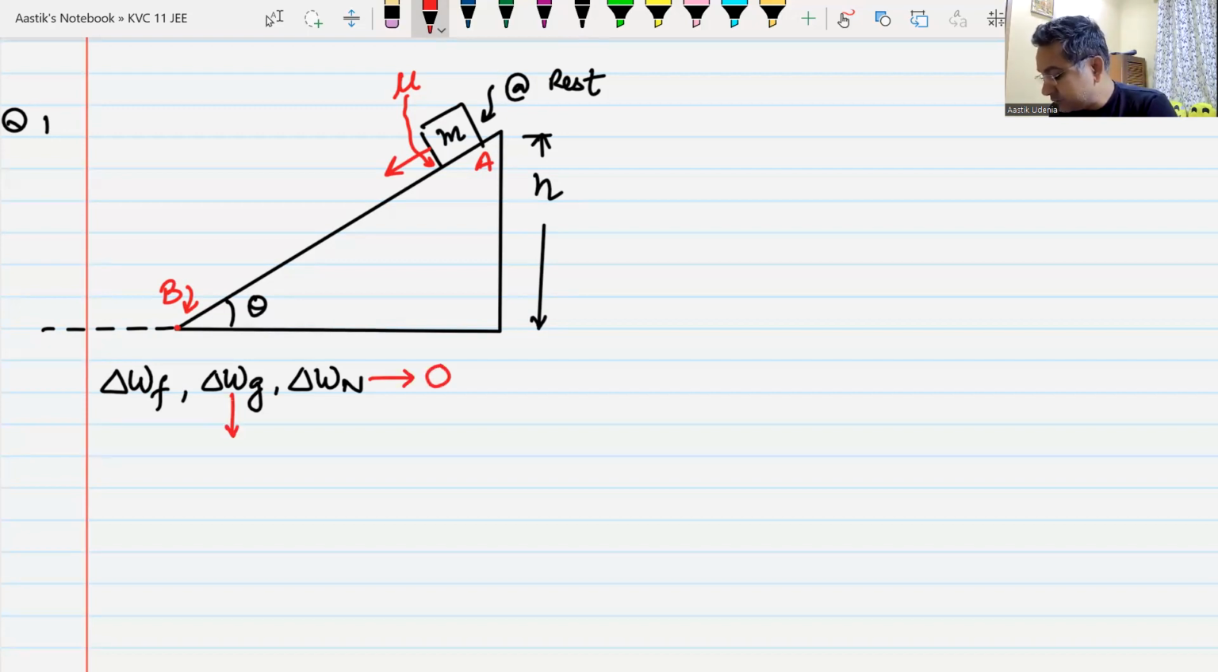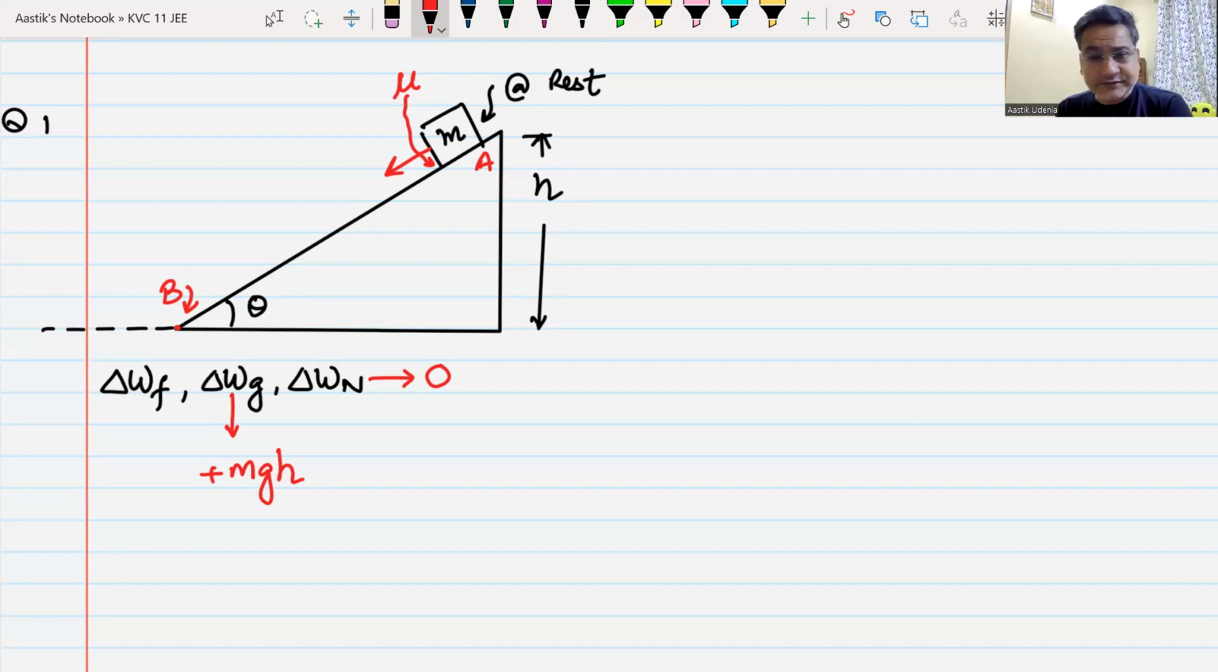What is the work done by gravity? The work done by gravity is plus mgh. The block moves down from top to the bottom. Whenever gravity does work, that work is equal to mg multiplied by the height. If it comes down, it is positive. If it goes up, it is negative. I have told you that many times. I hope you remember it.